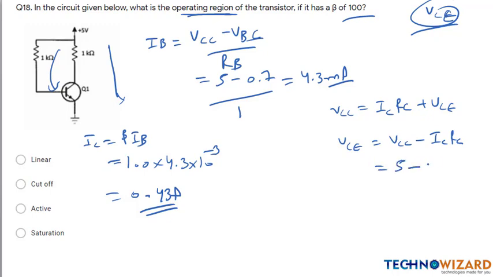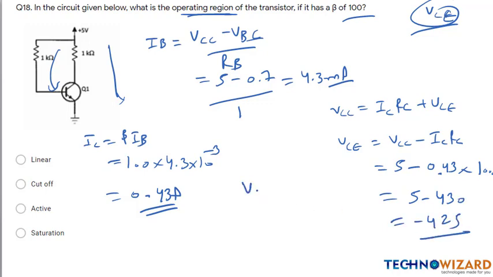VCC is given as 5 volt minus IC is 0.43. We have found it right now. RC is 1K, that is 1000. On calculating this we will get 5 minus 430. This will be equal to minus 425.